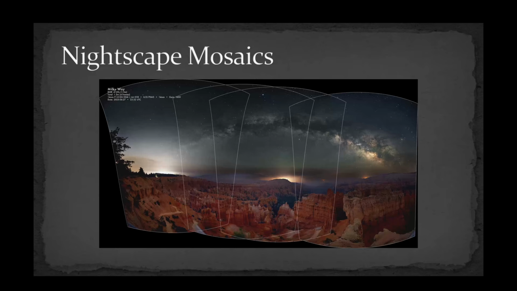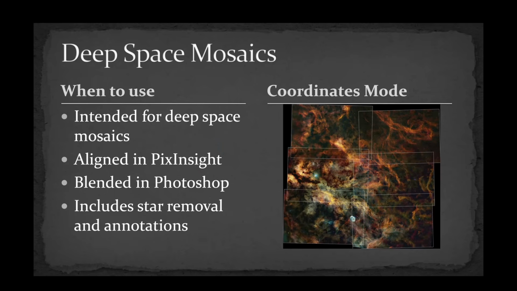And so the input and the output are just the same, with one exception. When you do deep space mosaics, you're going to want to use that for typically telephoto or telescope type images. These are going to be aligned in PixInsight using mosaic by coordinates, but then it's still blended in Photoshop because the blending tools in Photoshop are just so much better than they are in PixInsight. And because everything else is still the same in terms of the workflow, star removal, annotations, all of the features that you're used to are still in place for deep space mosaics.